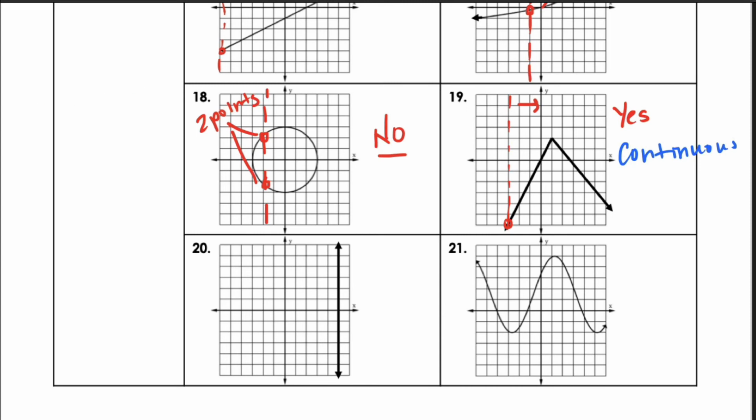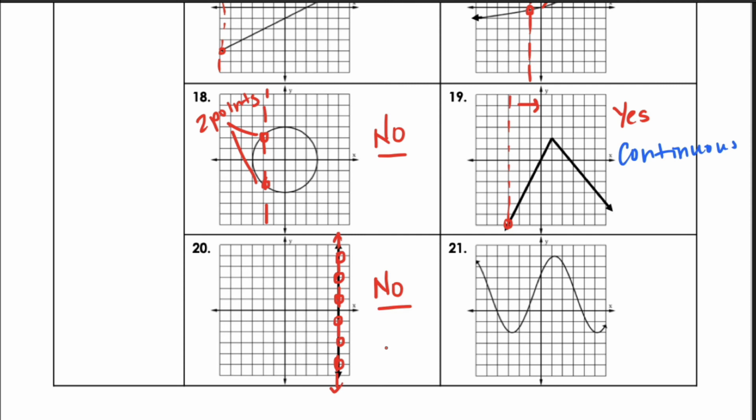Okay, number 20. We are given an actual vertical line, so if I were to draw another vertical line on top of it, I actually intersect the black line here in multiple places. Okay, I could say that I intersect here, here. So all the way up and down here, I'm going to have infinitely many intersections. So this would be an example of something that is not a function. Okay, so it is not a function.